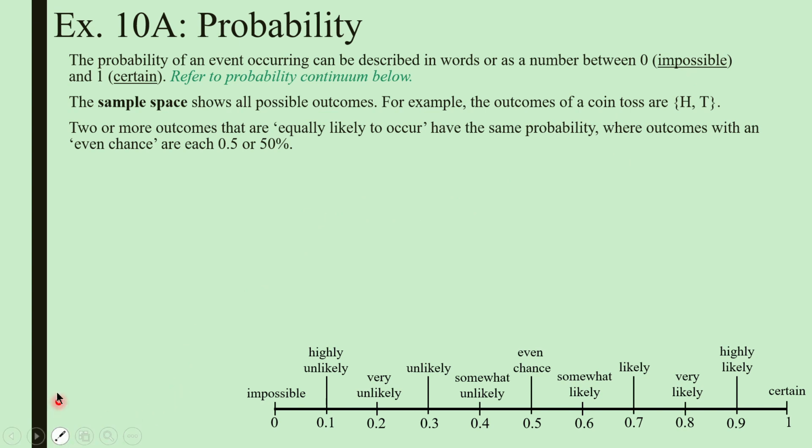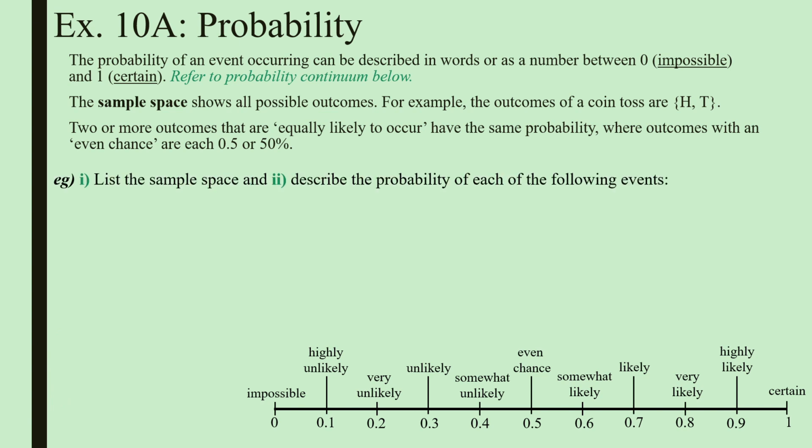So today we're going to look more at some sample space stuff and we're going to look at describing probability as both numbers and words. So we're going to list the sample space and then describe the probability of each of the following events. So what's the probability of randomly selecting the letter M from the word impossible?